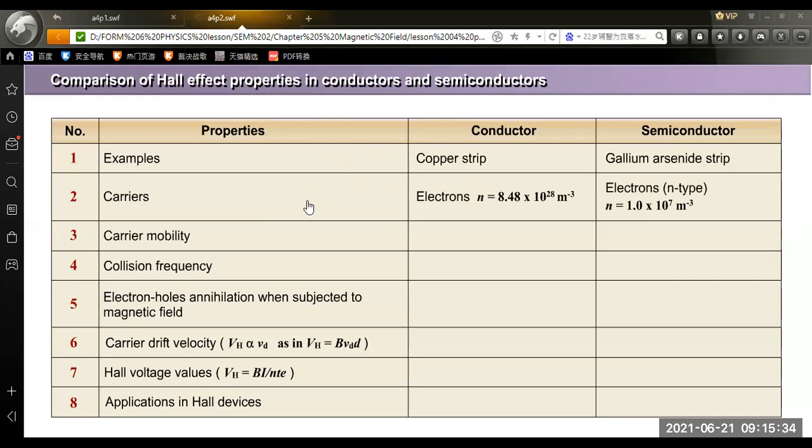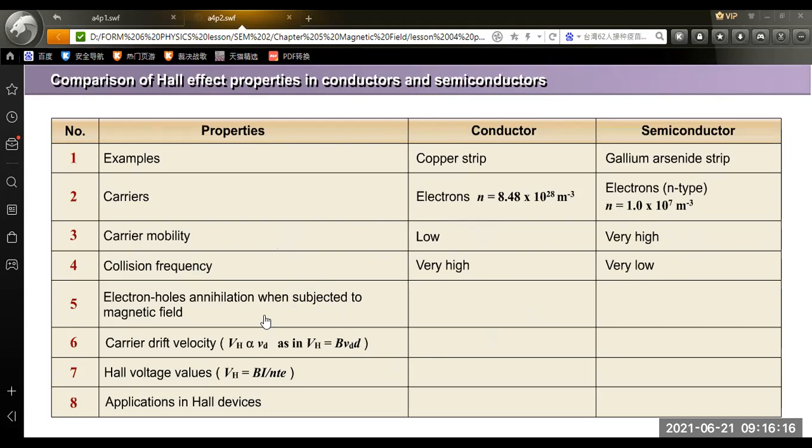The carriers in both of them are electrons, but the number of electrons is different. This means that in the conductor there will be 8.48 times 10 to the power 28 more electrons than in the semiconductor. Semiconductor has less. As a result, the mobility of electrons in copper is low and in the semiconductor is very high.